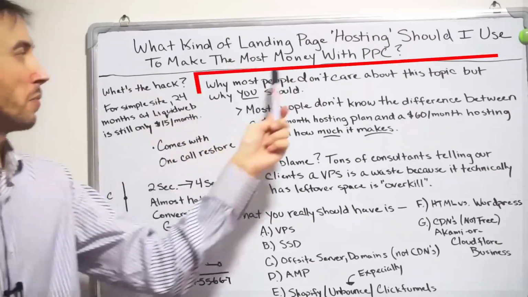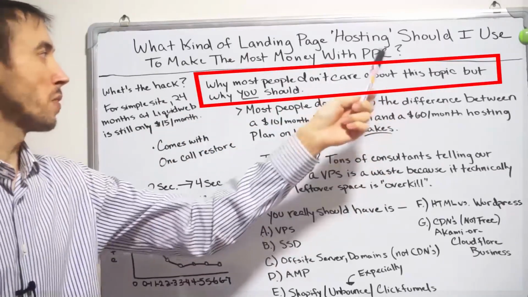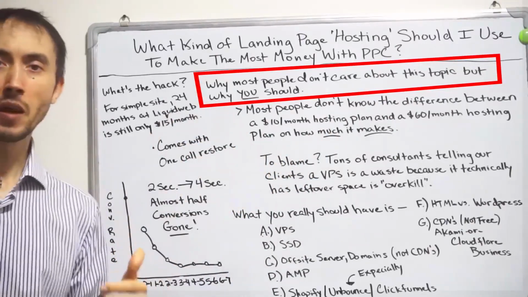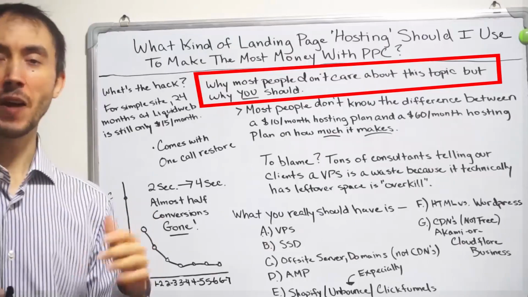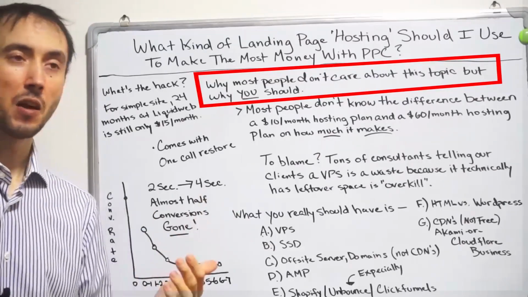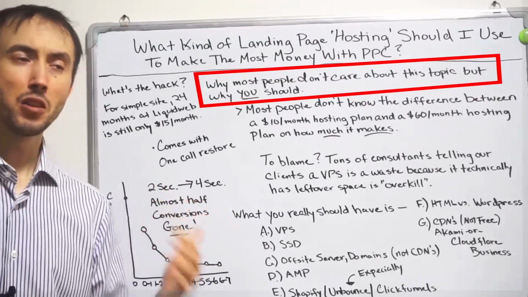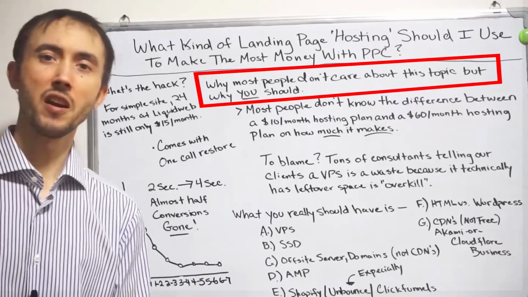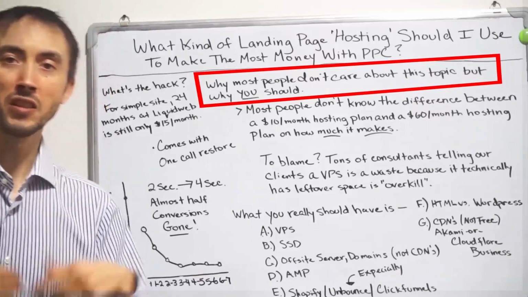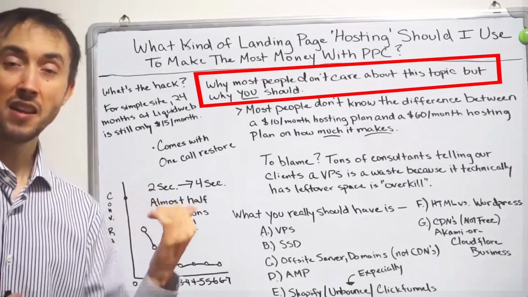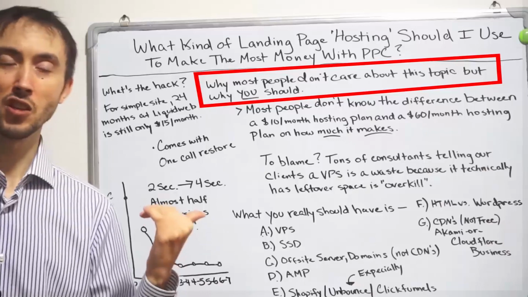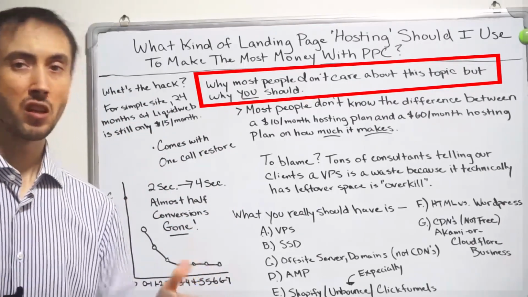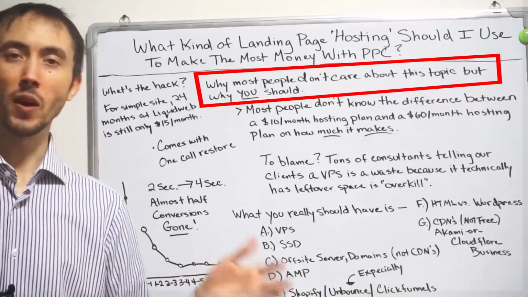Now, why most people don't care about this topic, but why you should. As I touched on a little bit ago, how fast your page loads has a heavy determination on how much money you're going to make from your PPC campaigns. Of course, what's on there is the most important in terms of compelling the user to buy. That in and of itself is a major point of contention. A lot of people don't recognize just how your information is laid out. Same information laid out a little bit differently, you can make twice as much money.